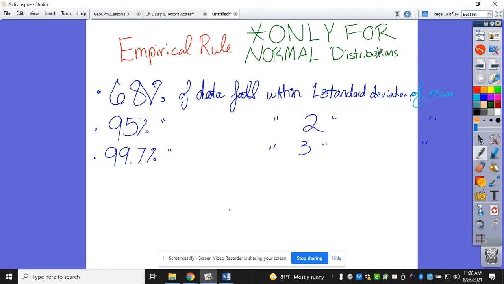So only if we know the distribution is normal does this apply. Because if we have something that all of a sudden looks crazy like this, is that same percentage breakdown going to work? No.